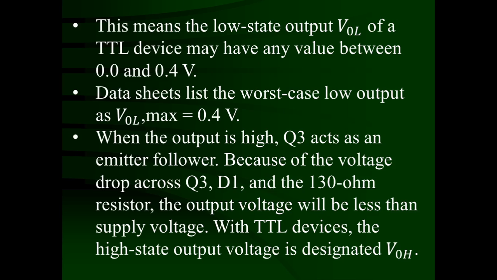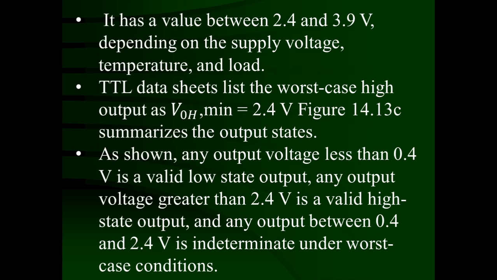Hence the voltage is going to be changing, and at the cathode of D1 the output voltage Y is going to be less than 5 volt. Normally it is in the range from 2.4 volt to 3.9 volt, depending on the supply voltage, temperature and load. Datasheet: TTL datasheets list the worst case high output as VOH minimum equal to 2.4 volt.